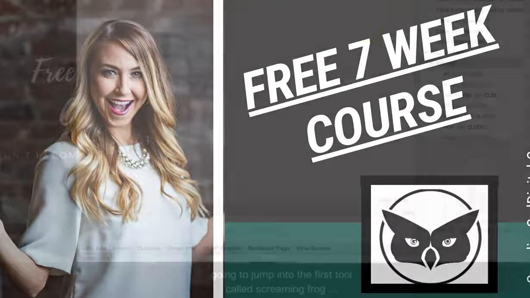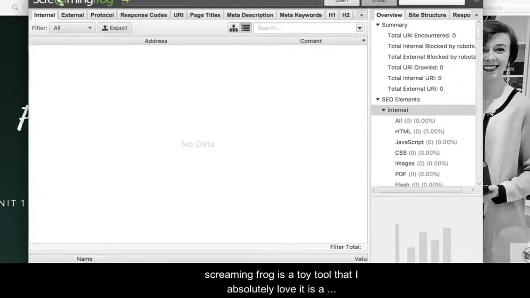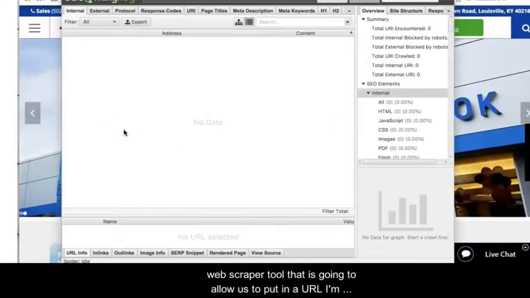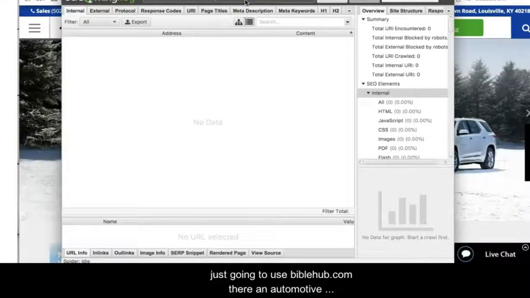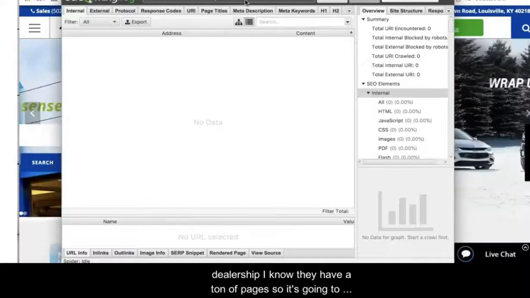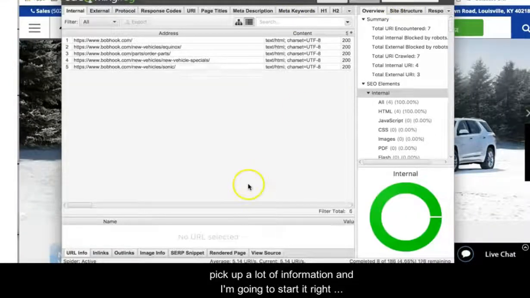Screaming Frog is a tool that I absolutely love. It's a web scraper tool that is going to allow us to put in a URL. I'm just going to use bobhook.com. They're an automotive dealership. I know they have a ton of pages, so it's going to pick up a lot of information. And I'm going to start it right now.